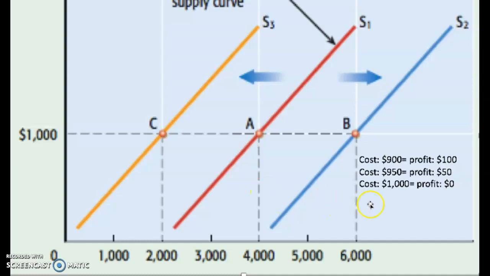Now, because your costs went down, your profit went up, right? Look over here to the right. When costs go down at $1,000, profit was zero. Cost went down to 900, profit went to 100. So you as a babysitter, when your costs go down, your profits go up. Now all of a sudden you're making some serious money babysitting.